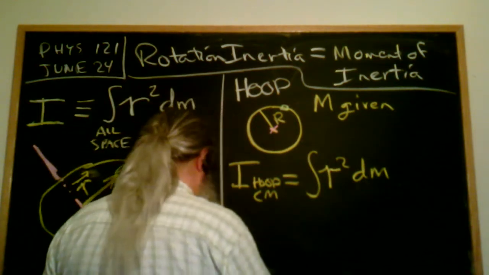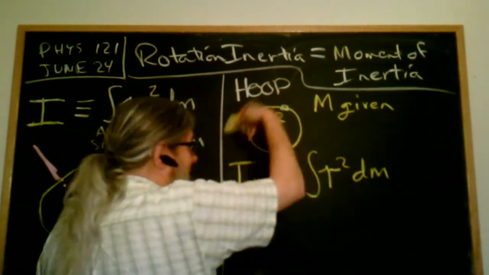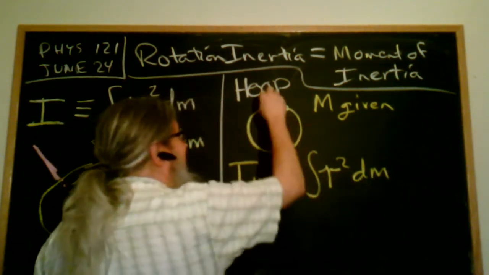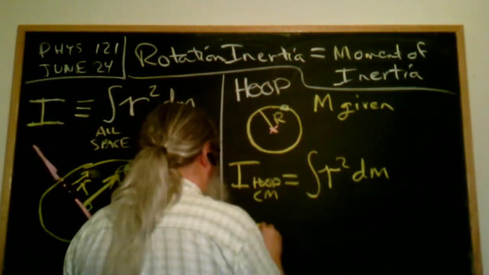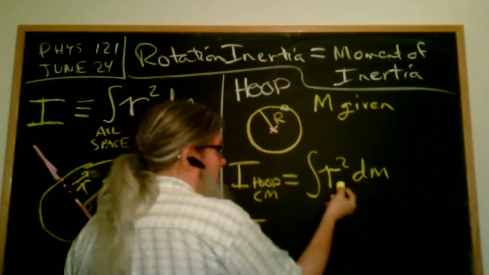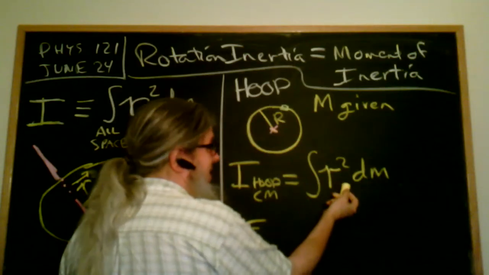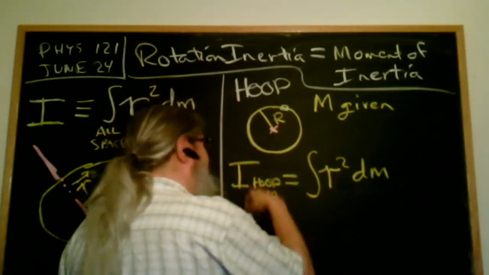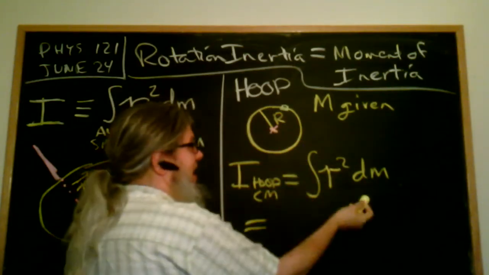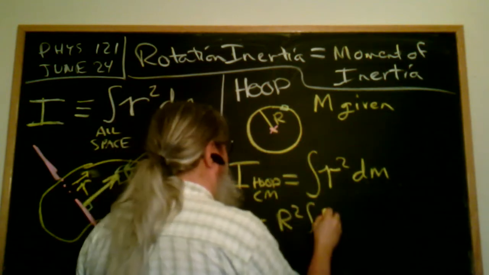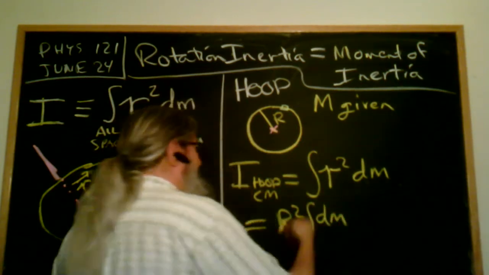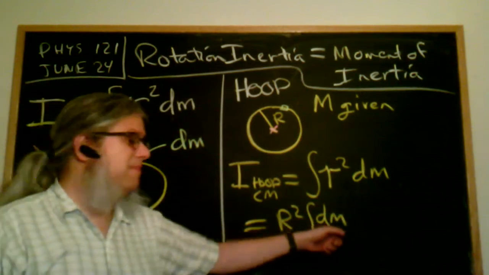So in other words, r squared here, when I integrate over space, the only place where I get matter is at the constant distance r. So this just becomes equal to, well, r squared is a constant, which I'm going to set to big R. And then once it's a constant, of course, integrating a constant, I can pull the constant out. So this just becomes r squared times the integral of dm. And again, I'm integrating all the little bits of matter over all space.